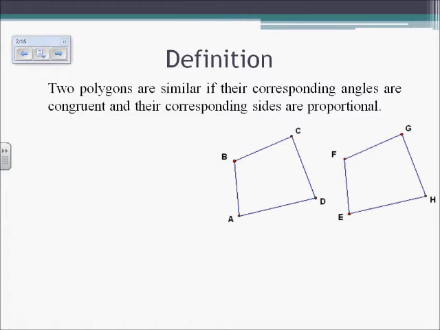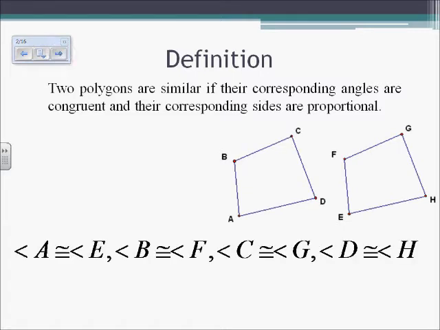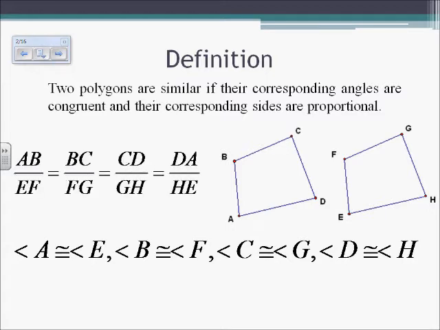Picture here, polygon ABCD and EFGH. For them to be similar, all of the angles must be congruent, the corresponding ones. A is congruent to E, B is congruent to F, C is congruent to G, and D is congruent to H. Along with that, we must also have the sides being proportional.